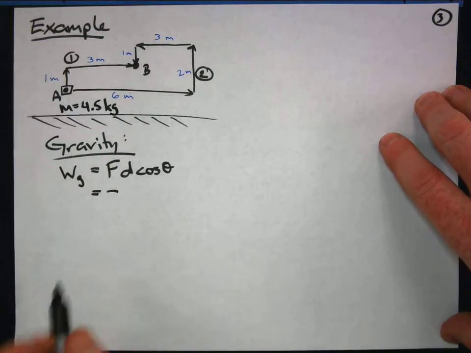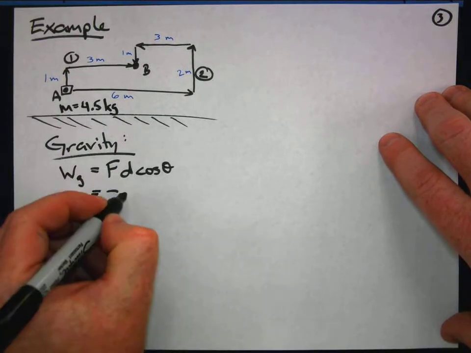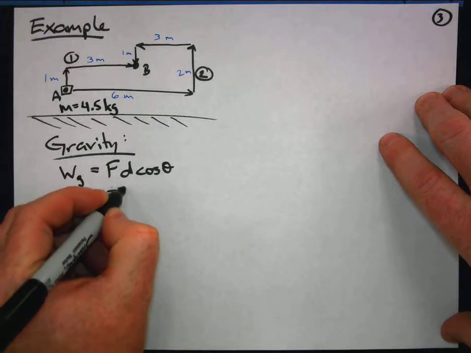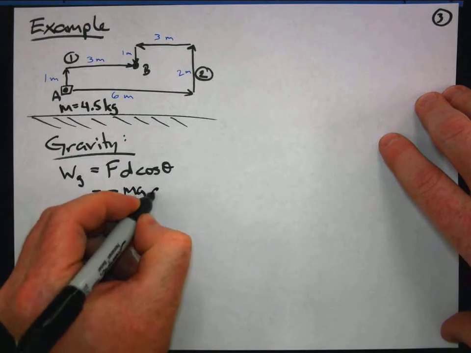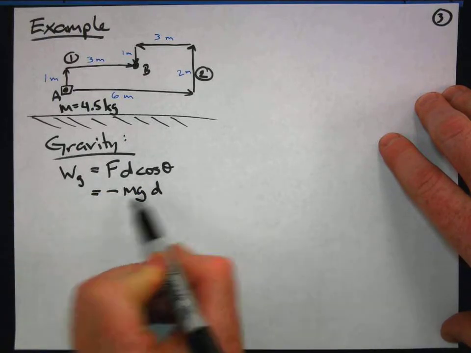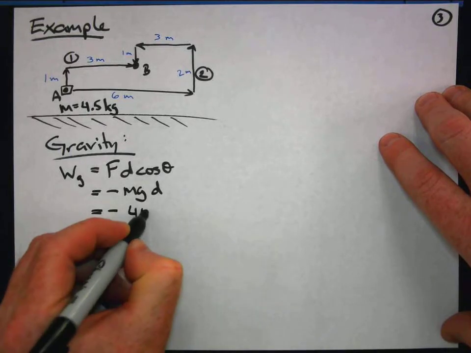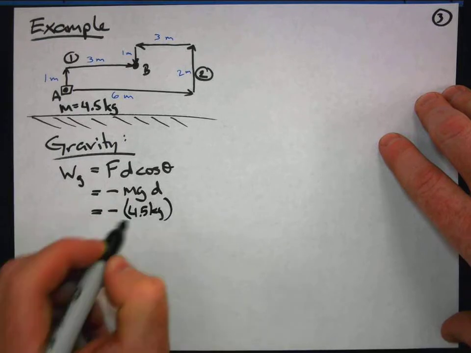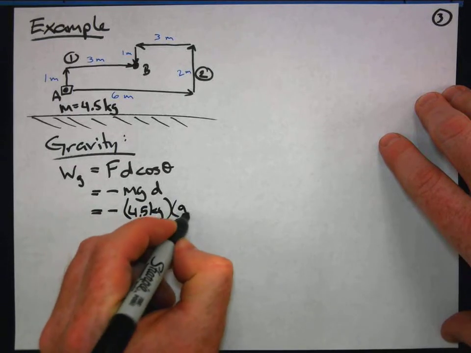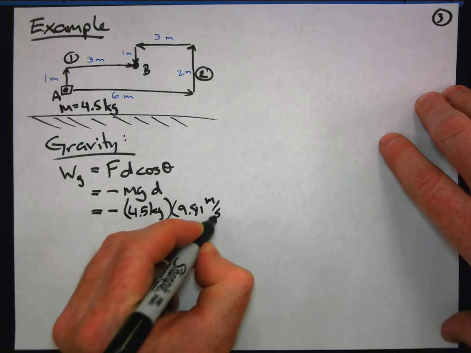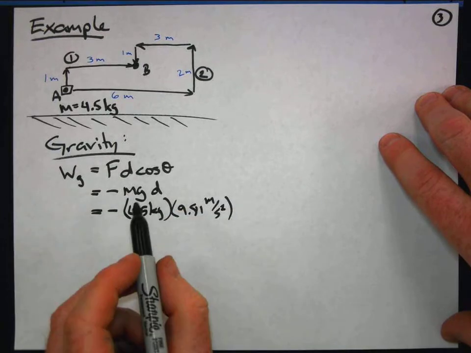So the force will be equal to the weight. The weight is going to be mg. We have to multiply by the distance. We've already taken care of cosine theta. That's in our negative sign here. So we have our mass of 4.5 kilograms. g is going to be our 9.81 meters per second squared. Distance traveled here, 1 meter.